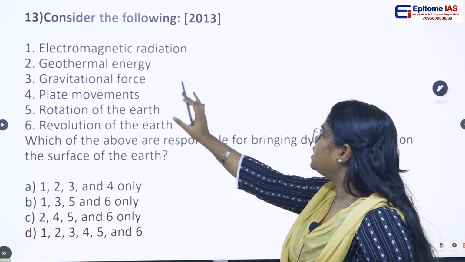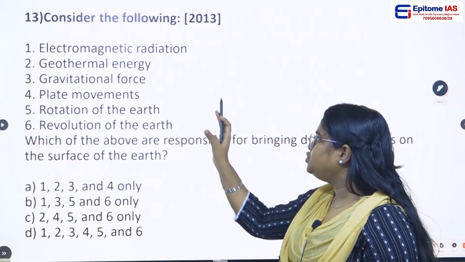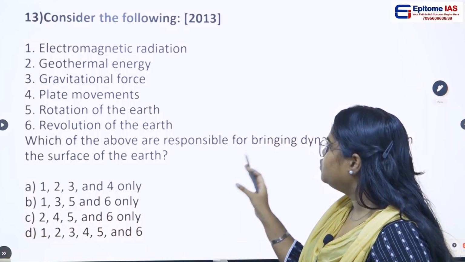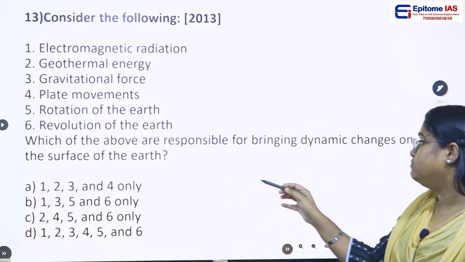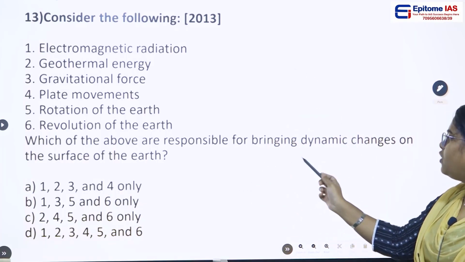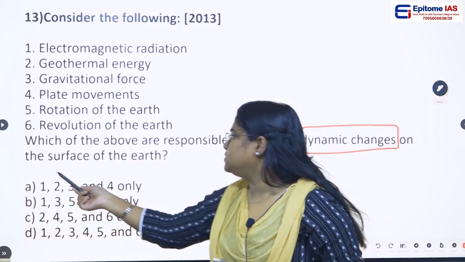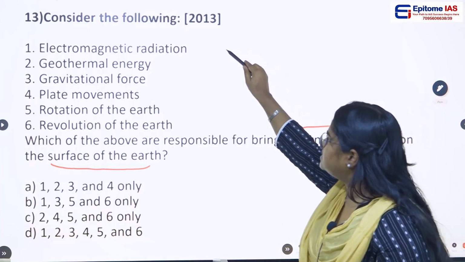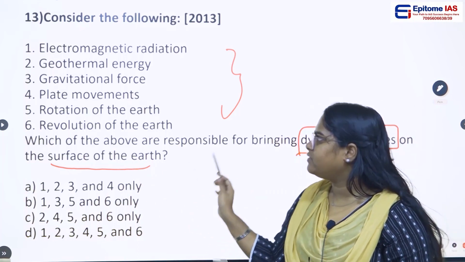So the next question: consider the following: electromagnetic radiation, geothermal energy, gravitational force, plate movements, rotation of Earth, revolution of Earth. Which of the above are responsible for bringing dynamic changes on the surface of Earth? They are simply asking which of these can make any change to the surface of Earth.